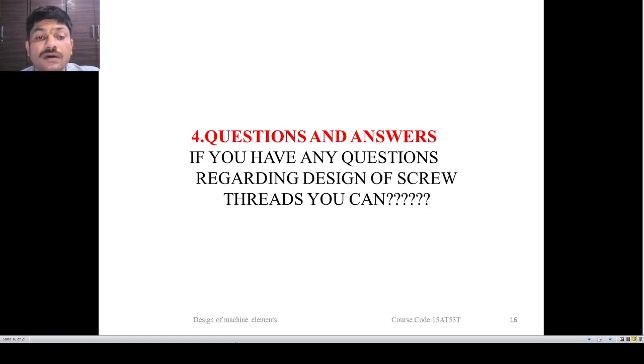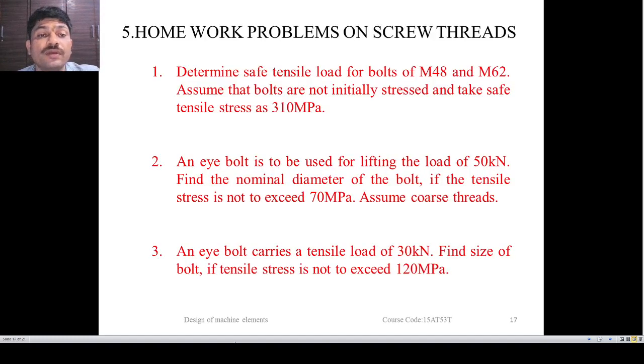Otherwise, we will proceed further. There are some homework problems assigned for you. Take up the homework problem: determine a safe tensile load for a bolt of M48 and M62. Assume that bolts are not initially stressed, and take safe tensile stress as 310 megapascal.